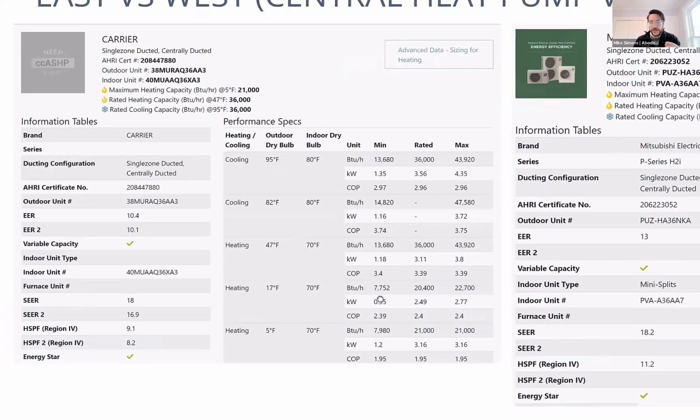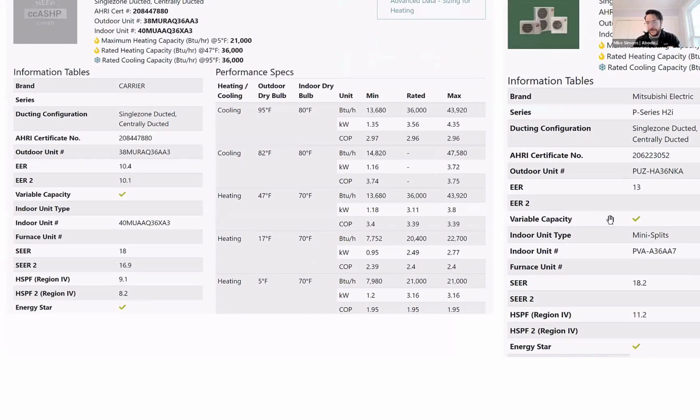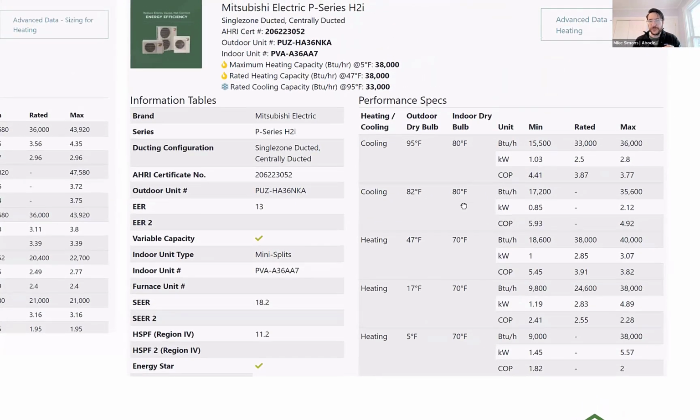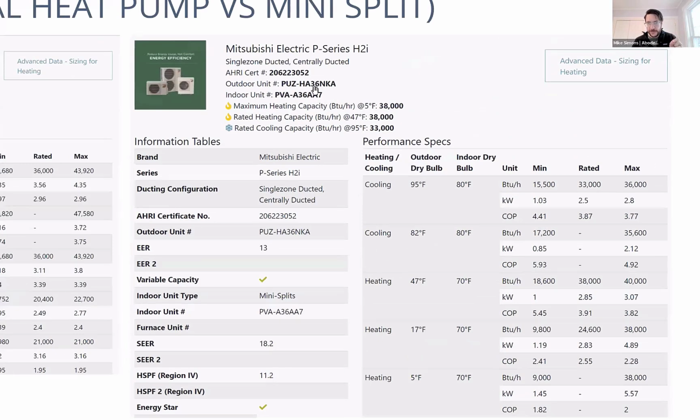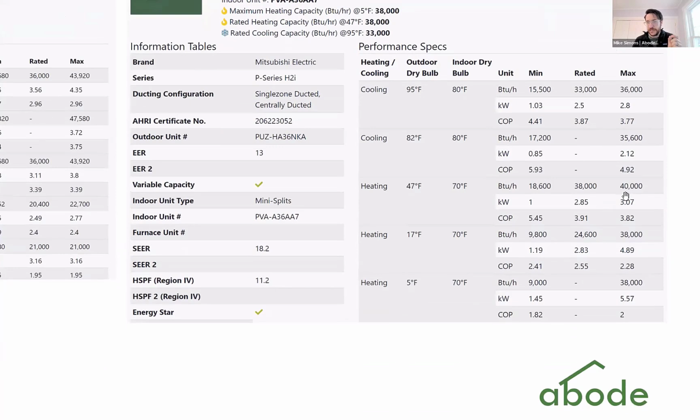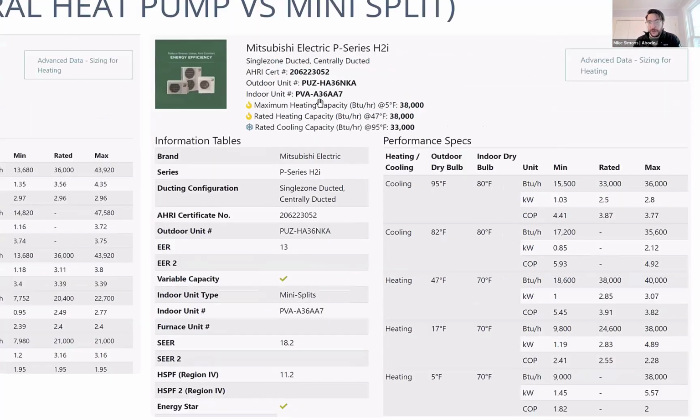So the NEEP database is really great because you can look and see how the different equipment performs across the temperature spectrum. Say with the Mitsubishi equipment, a 3-ton system, the max it can do in cooling is 3 tons. If I look at what it can do in heating, whether it's 47 degrees outside or 5 degrees outside, it can add over 3 tons worth of heat. So as the temperature drops, its total heating capacity doesn't fall below its nominal capacity. Okay, so that's what it's rated at.